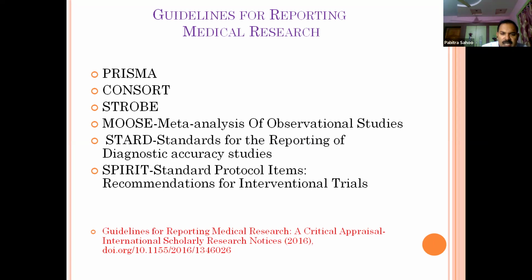This is a research article published in 2016. Please go through this article. There are hyperlinks in this article that will direct you to different types of research guidelines, such as PRISMA, CONSORT, or STROBE. It is a very useful article, and all the hyperlinks are there to learn about different methods of medical research.